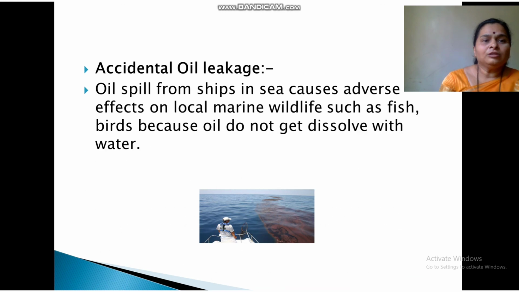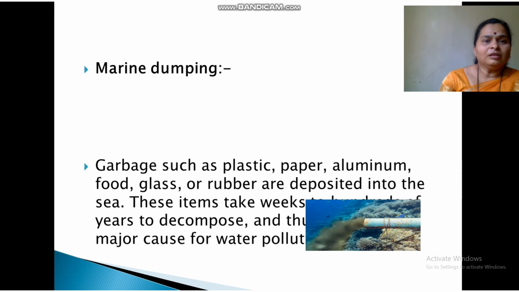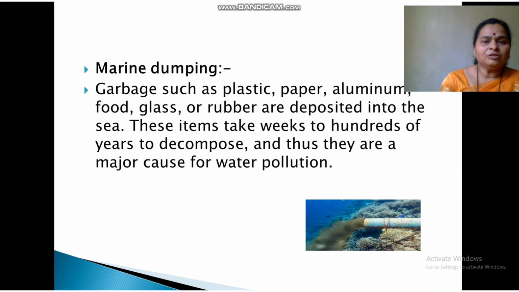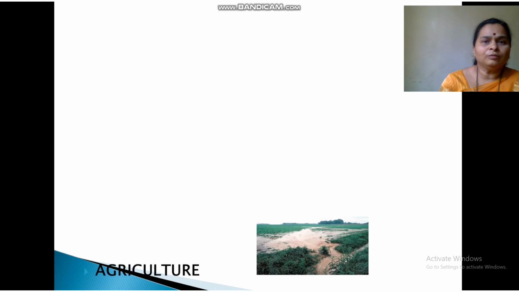Accidental oil leakage. Oil spill from ships in the sea causes adverse effects on local marine wildlife such as fish and birds, because oil does not dissolve in water. Then next is marine dumping. Garbage such as plastic, paper, aluminum, food, glass or rubber is deposited into the sea. These items take weeks to hundreds of years to decompose and thus they are a major cause of water pollution.